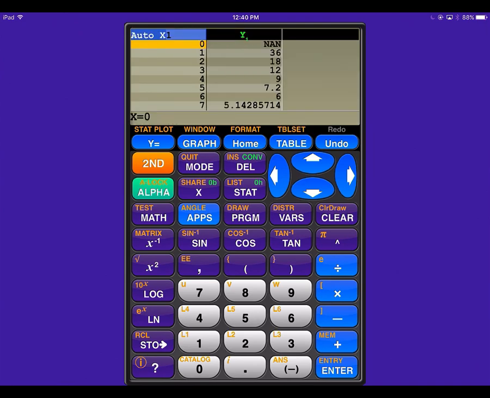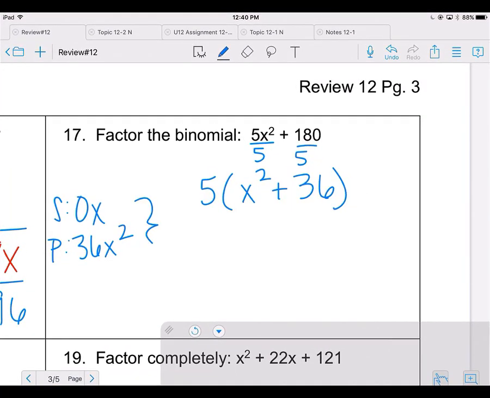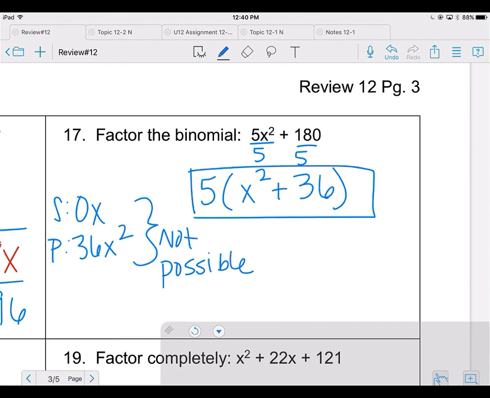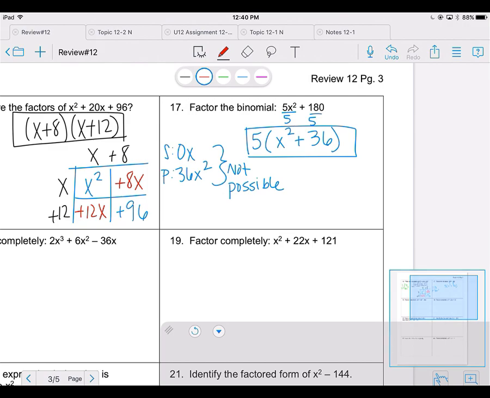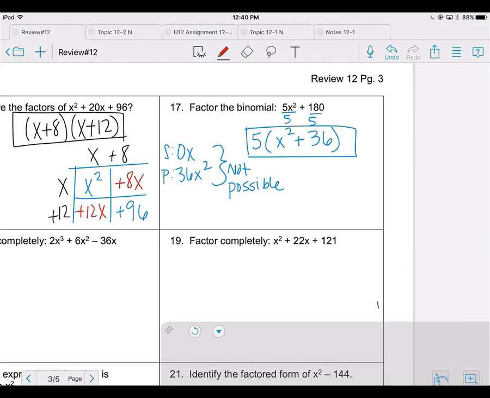In my table, remember, I can only look at whole numbers, and I'm looking for numbers to cancel out. The only numbers that look like they might cancel would be 6 and 6, but they're both positive. 6 plus 6 is 12. So this part is not possible. So this factored out GCF is my answer, because there's nothing I can do further.